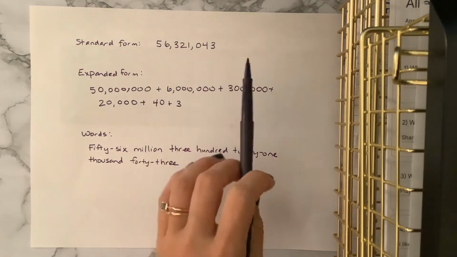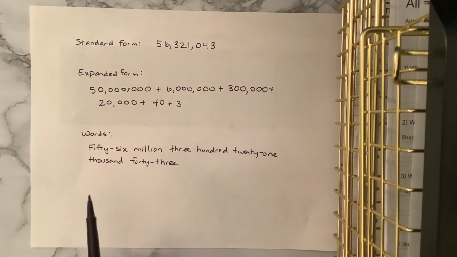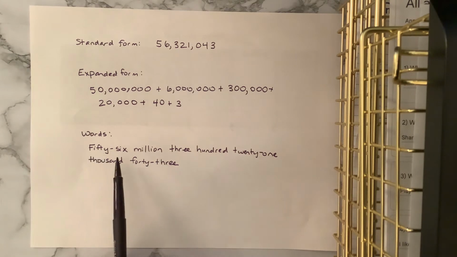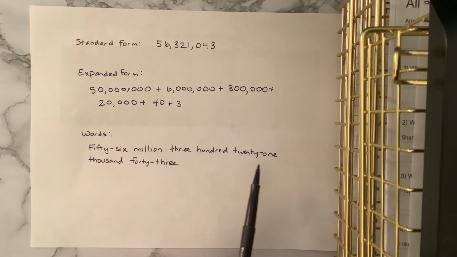So we have standard form, we have expanded form, and then we have written form, or words form, which is 56 million, 321,000, 43. So again, if you need to pause to make sure that you can get all these notes written down, of course, please do so. And then when you're done, you can press play again.